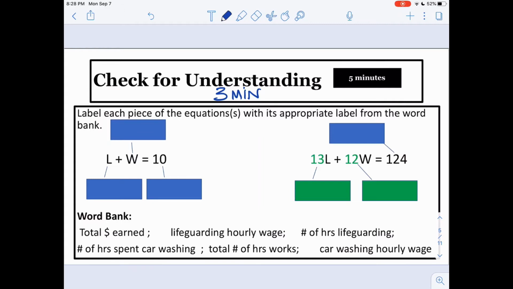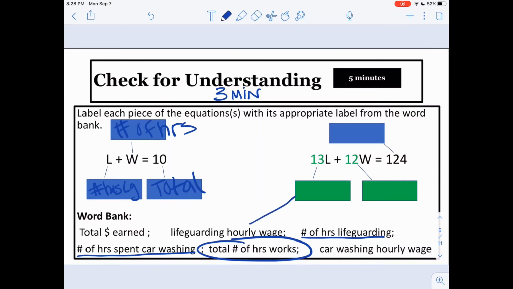We should have labeled L as the number of hours lifeguarding. W should represent the number of hours spent car washing. 10 should represent the total number of hours worked. 13 is her lifeguarding hourly wage. 12 is the car washing hourly wage. And 124 is the total money that she earned.